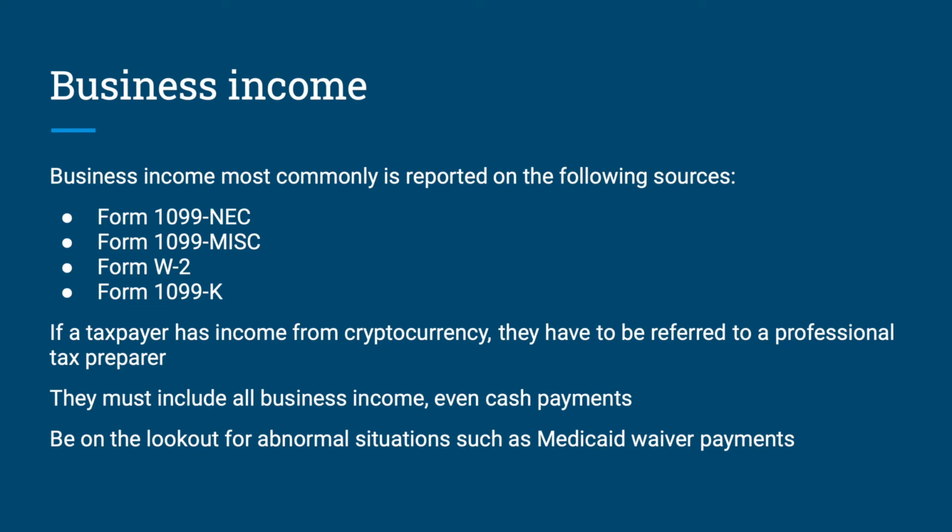So business income is most commonly reported on the following sources: Form 1099-NEC, Form 1099-MISC, Form W-2, and Form 1099-K. And importantly here, if a taxpayer has income from cryptocurrency, we need to refer them to a professional tax preparer. And I'm guessing that's something that we may see come up this year, especially as cryptocurrency has become more popular, especially since the start of the pandemic. So that's something that we are going to have to be vigilant for.